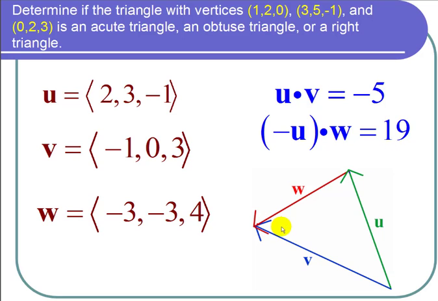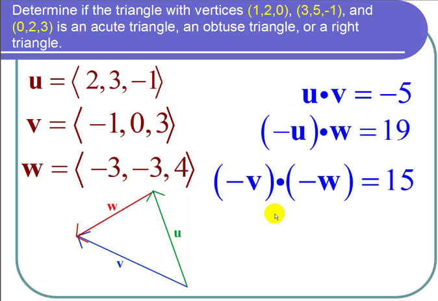Now let's look at this third angle, and we'll notice that both v and w go towards the vertex instead of away from it like we'd like. So we need to find the dot product of negative v and negative w. So I worked that out, and I get 1 times 3 plus 0 times 3 plus negative 3 times negative 4, and that becomes 15. So those are the dot products.